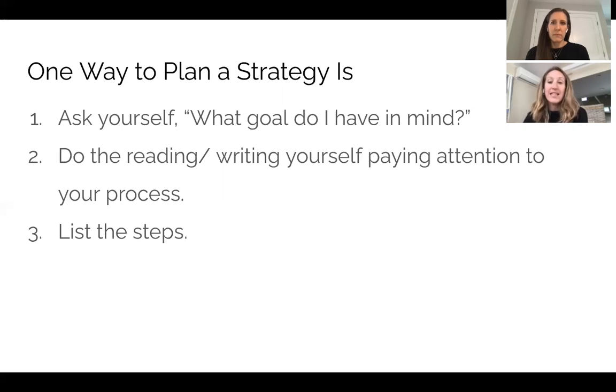And then the third thing is I take that process I just paid attention to and I actually list the steps. But I don't just list what I did, but what a reader or a writer could do. So I frame it in a way, not I do this, I do that, but a reader might do this, and then a reader next would do that. So that it's framed in a way that's actionable for all readers or writers, and not just a summary of what I did as a reader myself.